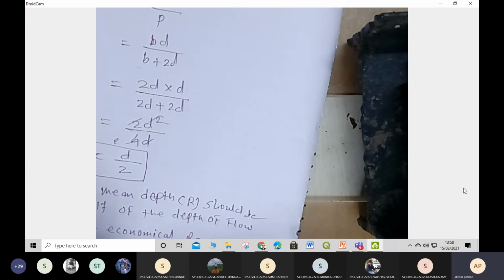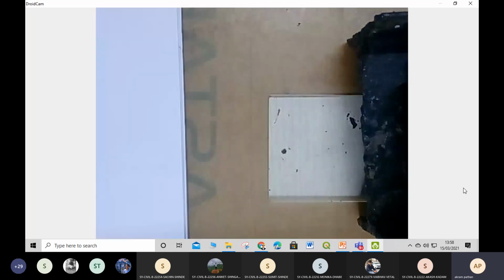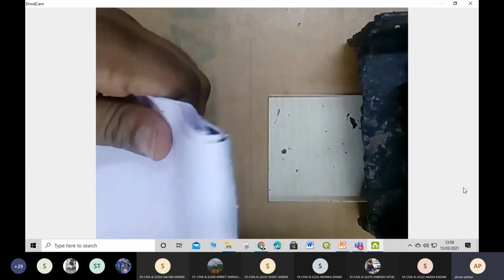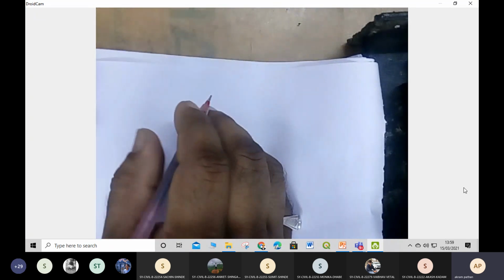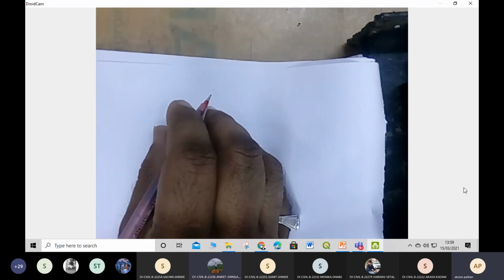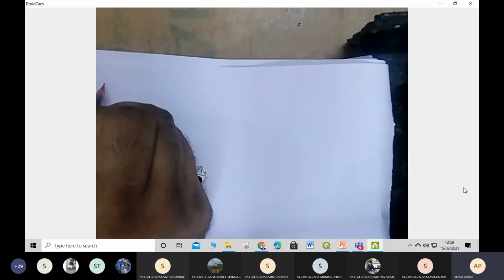Now, first we have to find out the width and depth of the flow by taking a small problem for the rectangular channel section. So I request all the students, please write one problem. Are you ready for writing the problem? Yes, sir. Okay, write the first problem on the rectangular channel section.